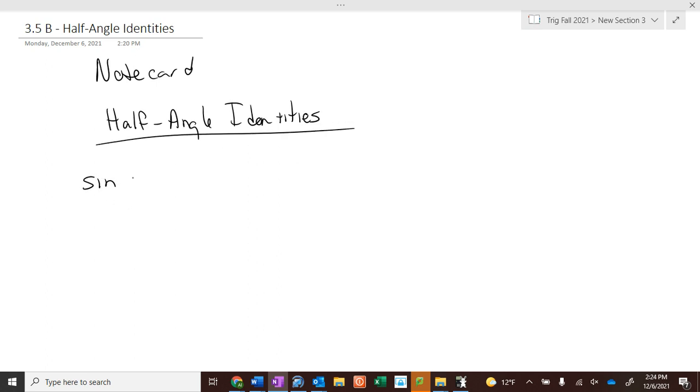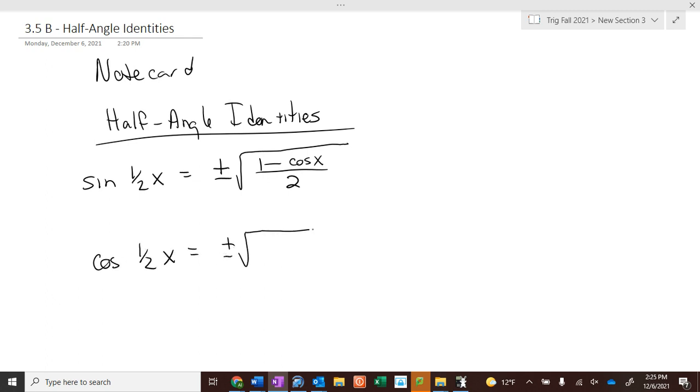So the sine of 1/2 x equals, depending on what quadrant you're in, positive or negative, the square root of 1 minus the cosine of x over 2. For the cosine of 1/2 x, it's the exact same formula with a plus in the numerator.